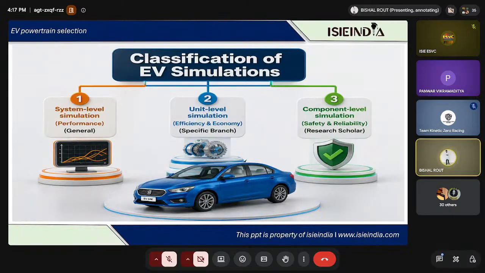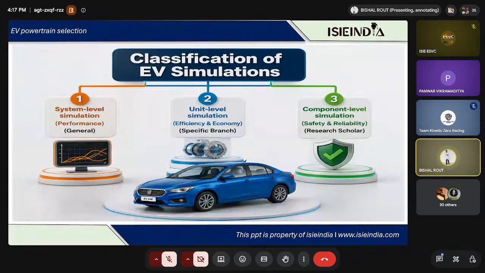Fine enough. Let me give you a real industry example. Consider an automotive company developing a new electric SUV, right? The company has a target to achieve 0 to 100 km per hour in 8 seconds, and a range of 450 km.